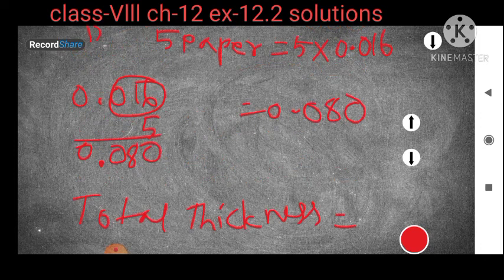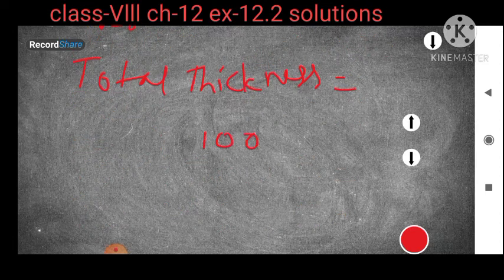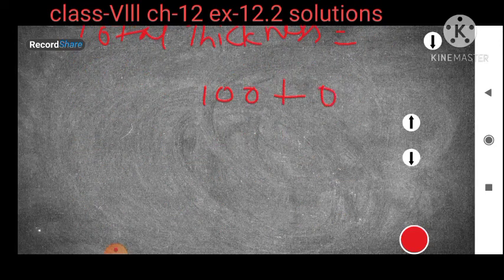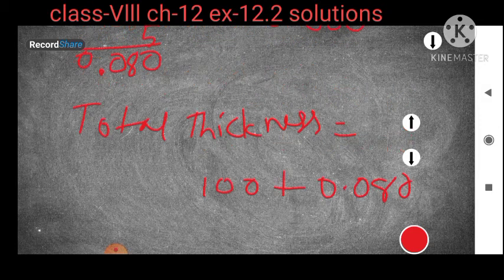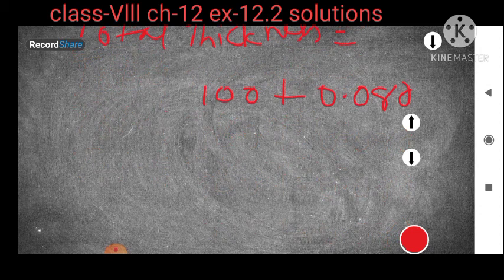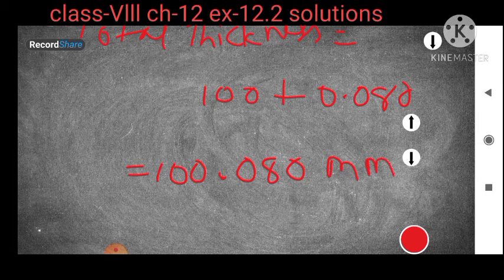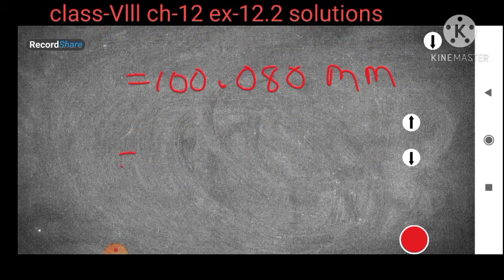Now the total thickness is equal to how much? First one we got 100, plus the second one we got 0.080. If you add these, you get 100.080 millimeter, so these are in millimeter. Now if you want to write this in standard form, this point will move to the left side, to 1.00080, and this will be multiplied with 10 to the power.